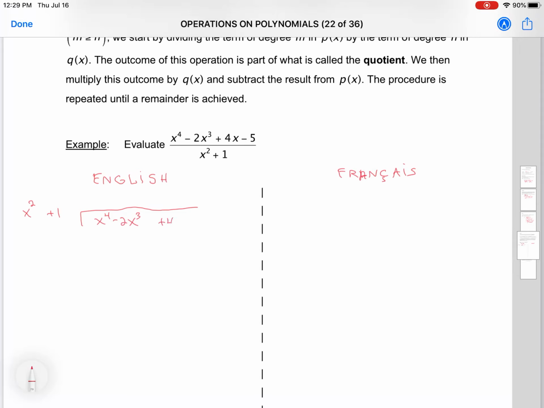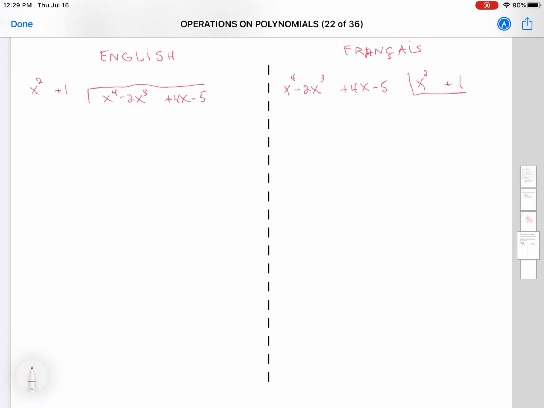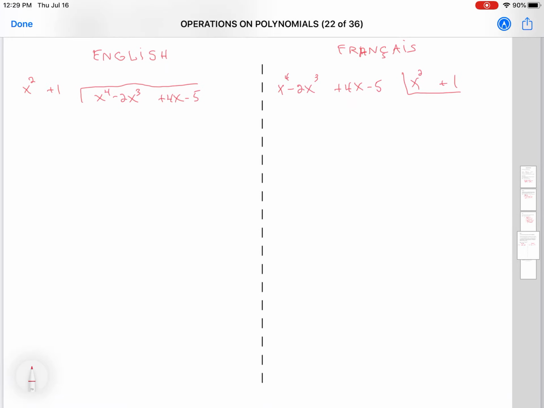x⁴ minus 2x³ plus 4x minus 5. That would be the way this long division begins. While in the French sector, what you've seen is something written slightly differently. They would actually write it this way, and then x squared plus 1. Obviously, like I said, it's the same procedure, but the procedure is written differently.